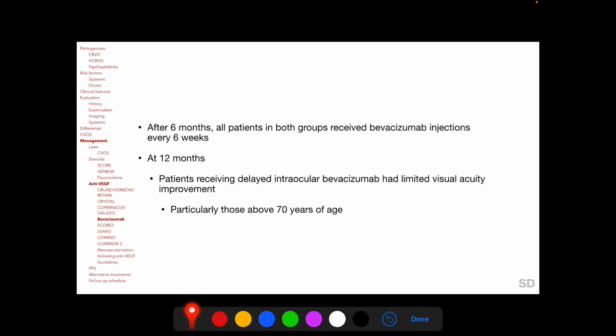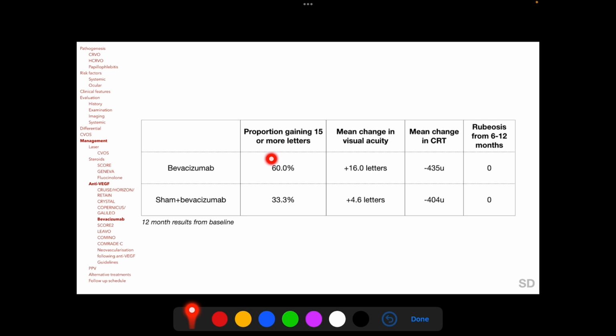After 6 months, all patients in both groups received bevacizumab injections every 6 weeks, and at 12 months, the study concluded that patients receiving delayed intraocular bevacizumab had limited visual acuity improvement, particularly those above 70 years of age. So those receiving bevacizumab since baseline fared much better than those receiving bevacizumab in the second 6 months, although the mean change in central retinal thickness was almost comparable.